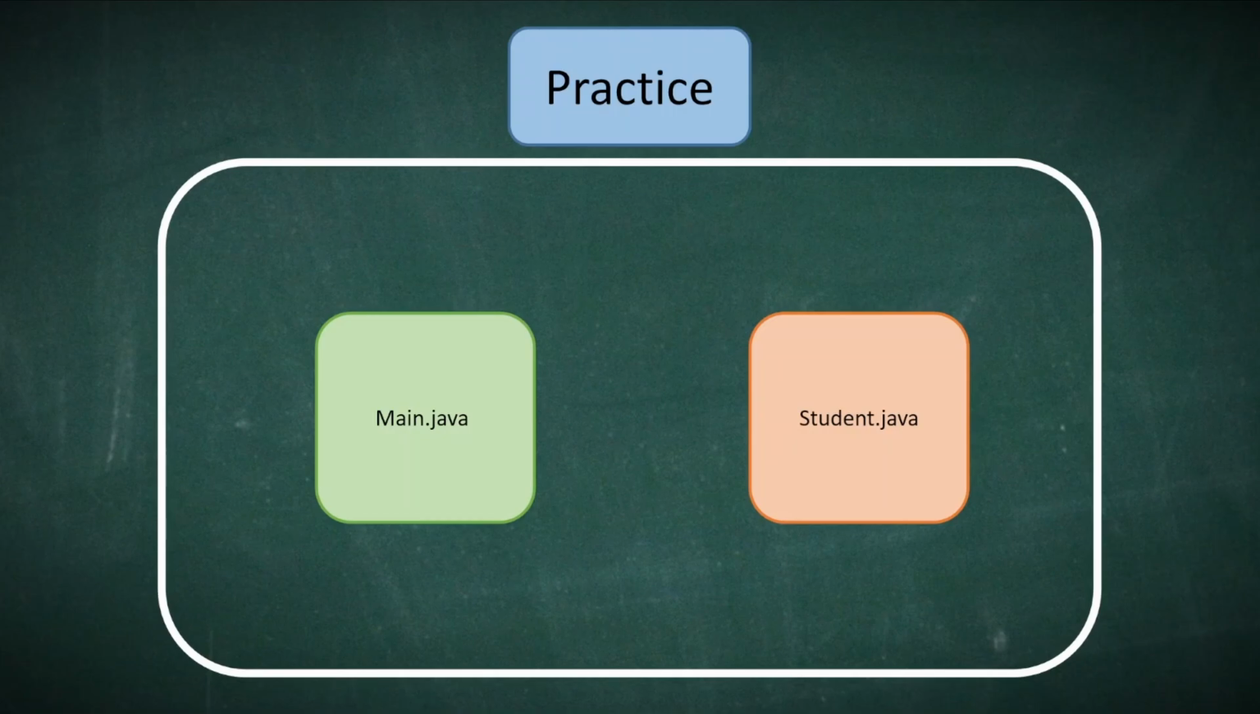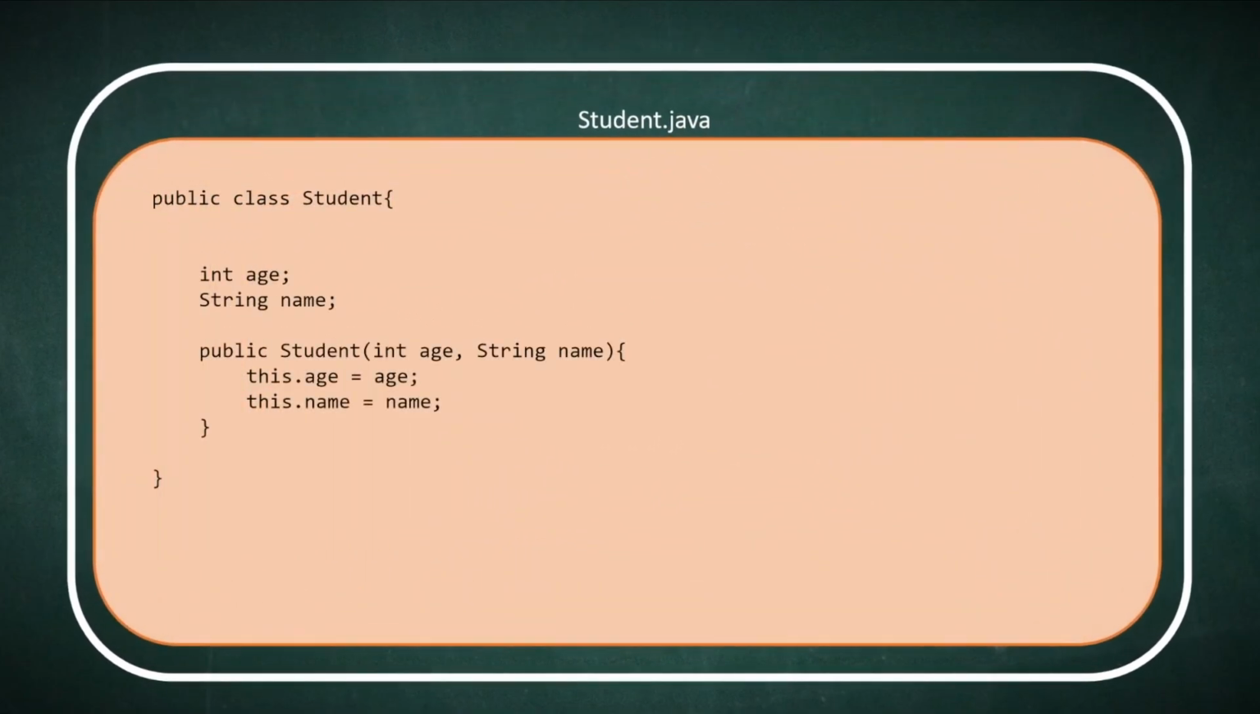This is what it should look like. We have public class student. The fields are age and name. And we have this basic constructor. That's all we need for now. Let's go to the main file.